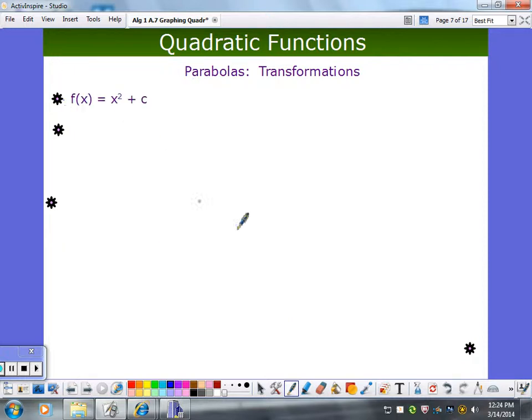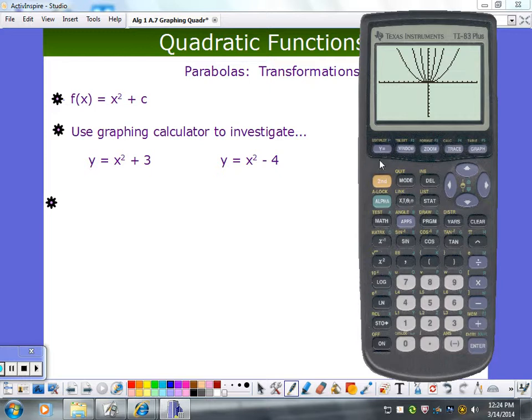The other kinds of transformations we're going to look for is if I add a constant. If I add a constant to it, you start with your parent function and add a number. Let's try it and see what it does. So I'm going to go back into y equals. I'm going to leave my x squared. And I'm going to type in x squared plus 3. X squared plus 3. Right? I'm going to graph this. The first one you're going to see is x squared, and then you're going to see x squared plus 3.